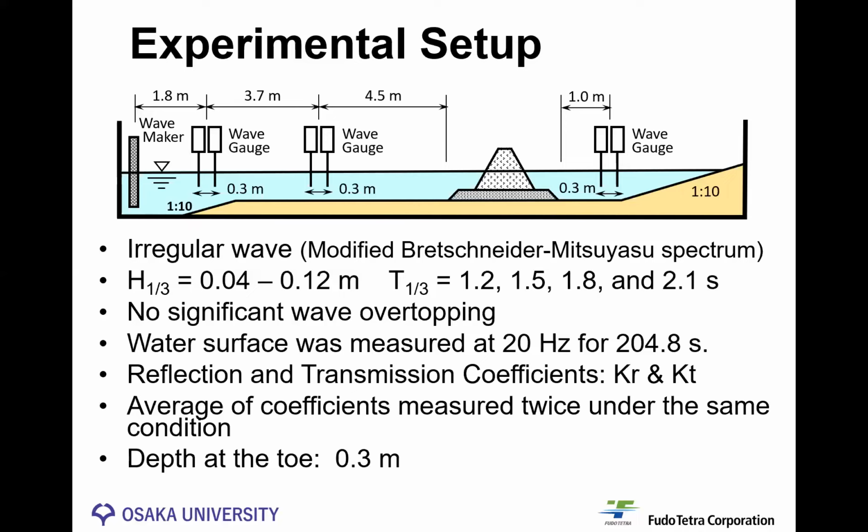Reflection and transmission coefficients Kr and Kt were estimated from the measured water surface elevations. We measured the water surface elevation and estimated the reflection and transmission coefficients twice under the same condition. We took the average of them. The depth at the toe of the rubber mound structure was 0.3 meters.